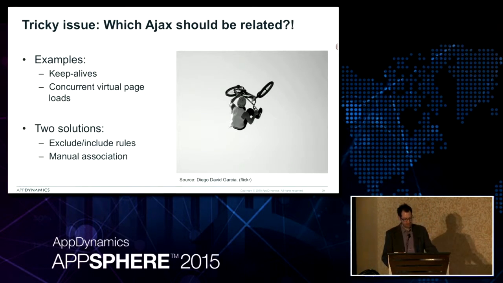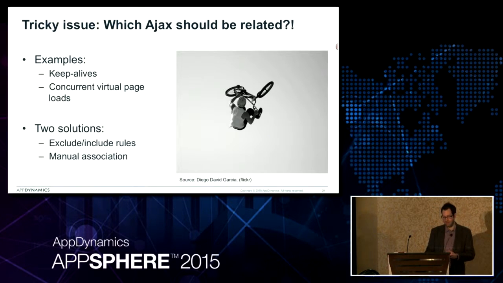All right, so let's come back to that tricky issue. Which Ajax should be related? Now, as I mentioned, we're basically using time, which is a pretty good proxy. Things are going on. It's kind of guilt by association. But there are some pretty clear examples where actually there isn't an ownership there. One is keep alives. And the other is that potentially you can have different views concurrently loading at the same time. So you need a way to unwind those.